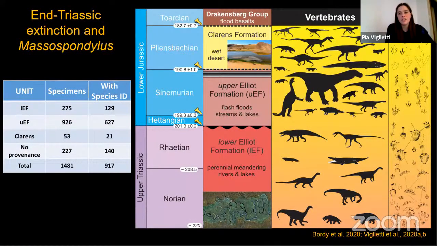We also potentially see a similar pattern of increasing abundance with the sauropodomorph Massospondylus across the inferred end-Triassic extinction event in South Africa's Upper Stormberg group. But unfortunately, studying the end-Triassic extinction event in South Africa is compounded by stark differences in fossil richness between the Triassic portion of the lower Elliot and the Jurassic upper Elliot and Clarens formations. I've shown this difference here with that chart on the left.